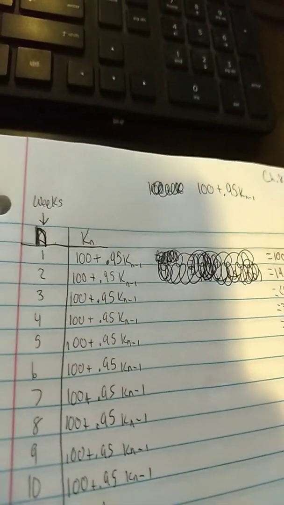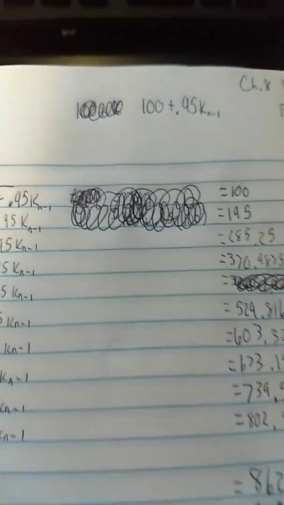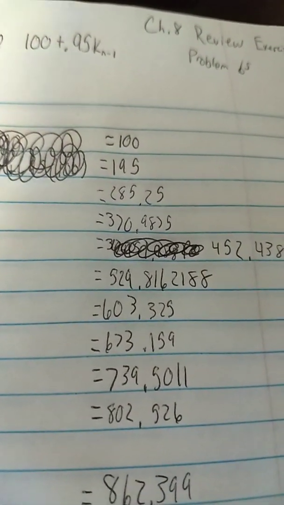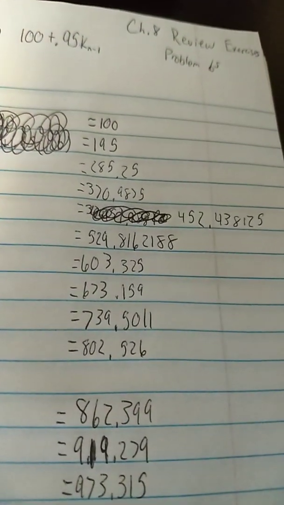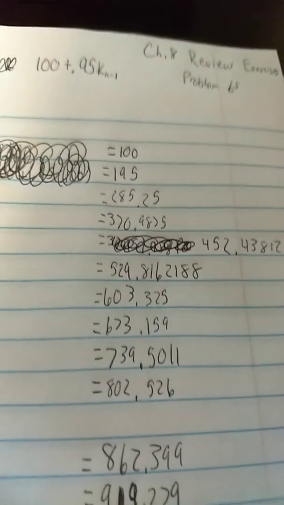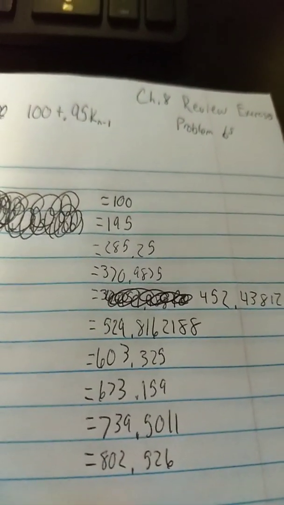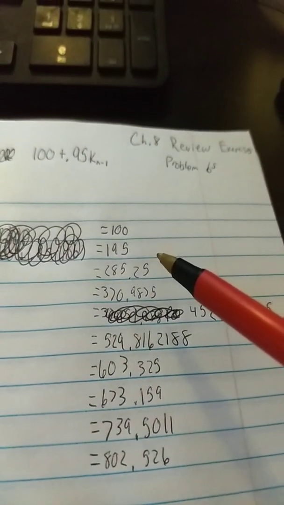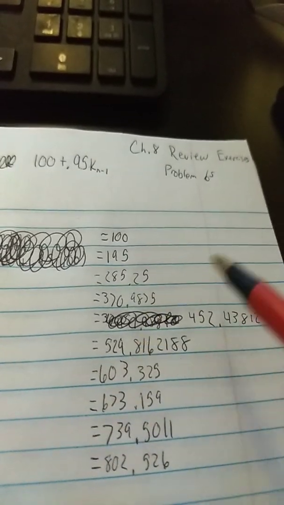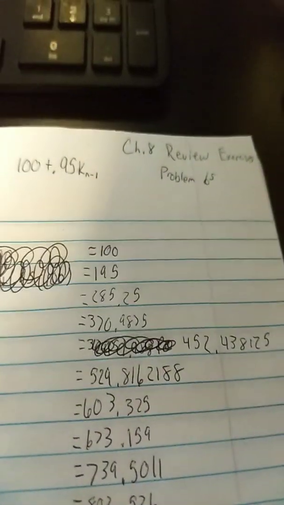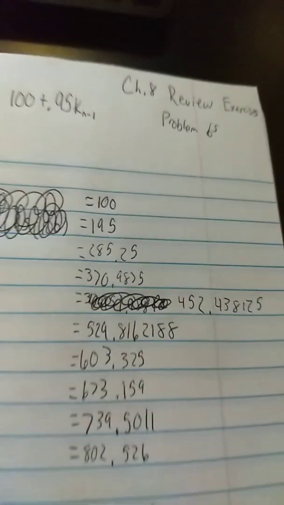Now it asks for the first 10 weeks, 20 weeks, and n weeks. So for the first 10 weeks, I calculated all these out. And so it goes up: 100, 195, 285.25, approximately 370, 452, 529, 603, 673, 739, and 802 for those first 10 weeks. Now you can see that the amount is going down because you're multiplying by 0.95 every single time. So you see the amount increasing is actually going down. So you can imagine that it is actually converging to something.